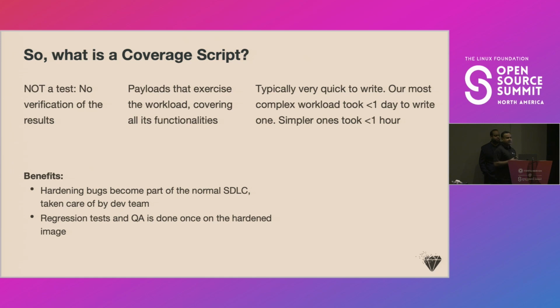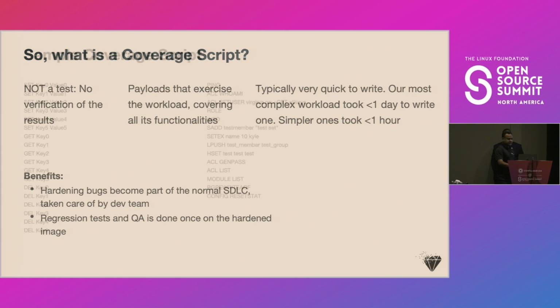The idea here is that when you harden something, if you miss out some functionality, it's part of your development life cycle. You just add an entry in your coverage script, and it will be covered in the hardened image. And after that, you start doing your regression and QA with the hardened images.